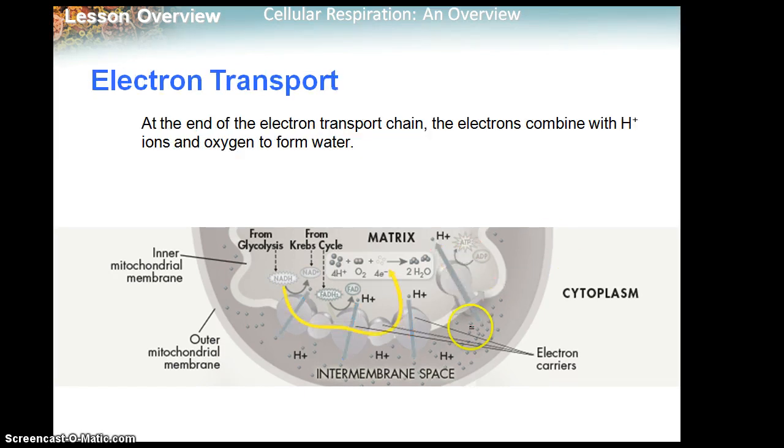Once those hydrogens are back in the matrix, the electrons are going to finish the chain, and the electrons are going to combine with oxygen that we've breathed in. So we breathe in oxygen, we get the hydrogen back, and those electrons are going to create water. That water is either going to be released in the body through sweat or through our respiration. We're going to actually breathe it out.